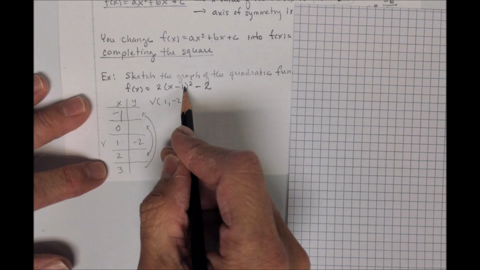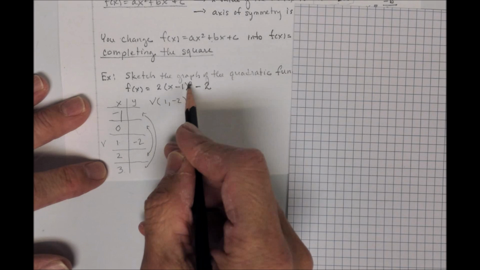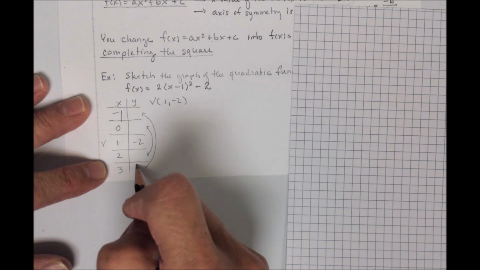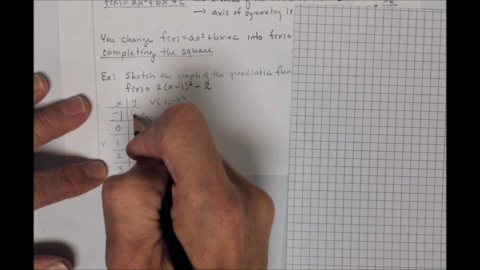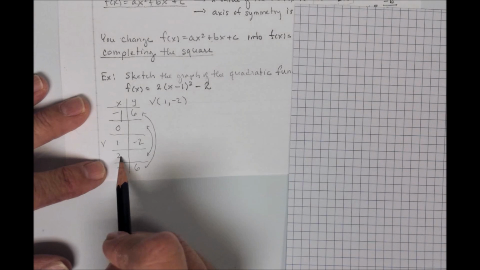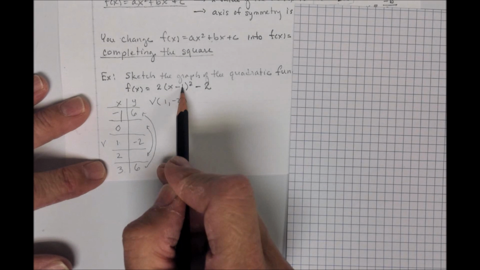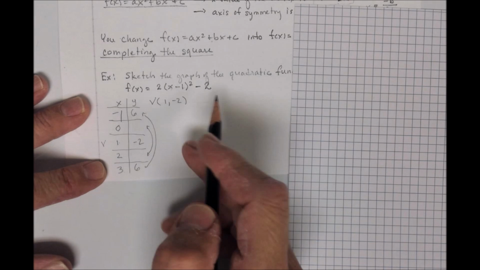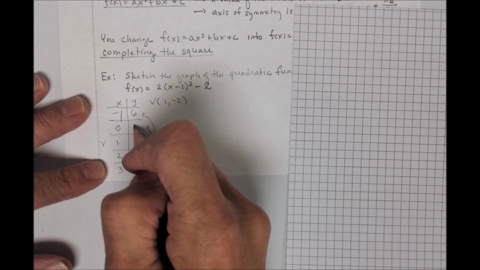So I'll plug 3 in. 3 minus 1 is 2. 2 squared is 4. 4 times 2 is 8. Minus 2 is 6. So this is a 6. This will be a 6. Then I'll plug 2 in. 2 minus 1 is 1. 1 squared is 1. Times 2 is 2. Minus 2 is 0. Well, this is kind of neat.